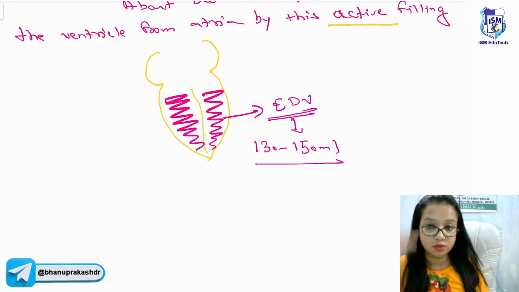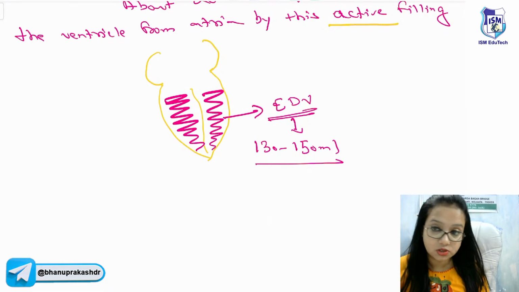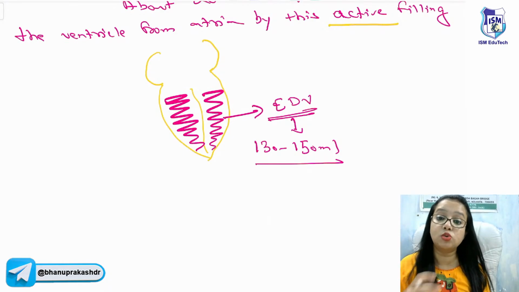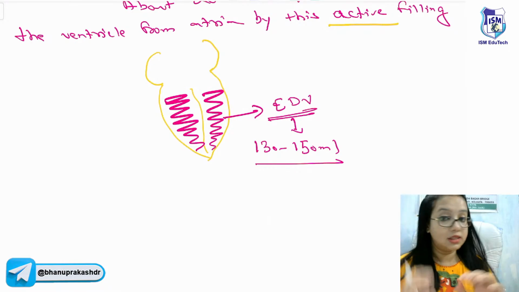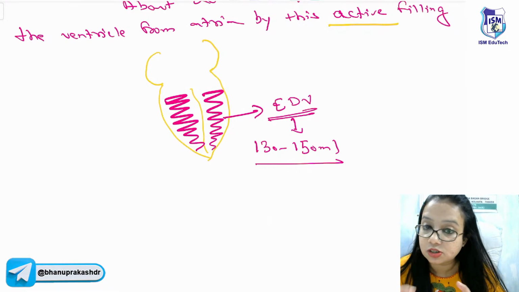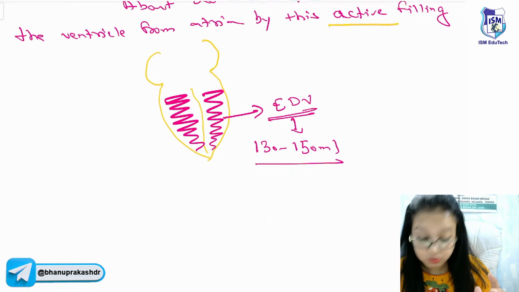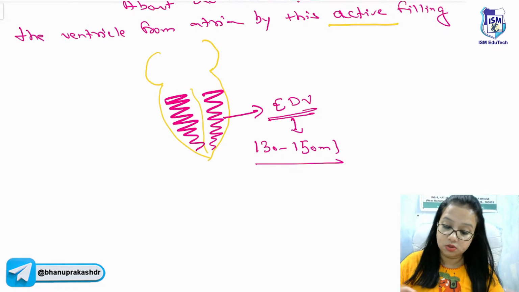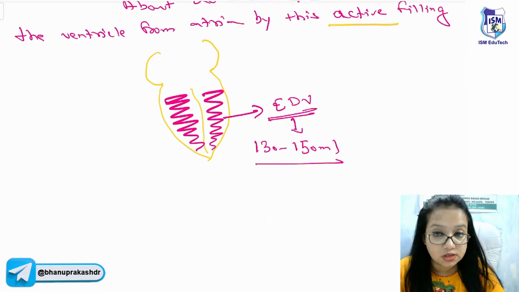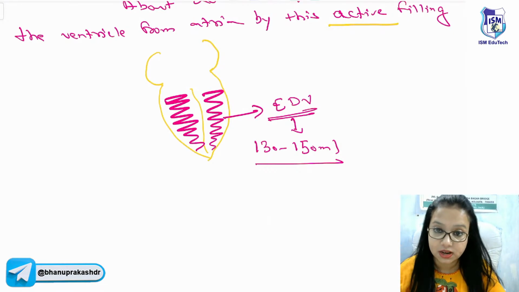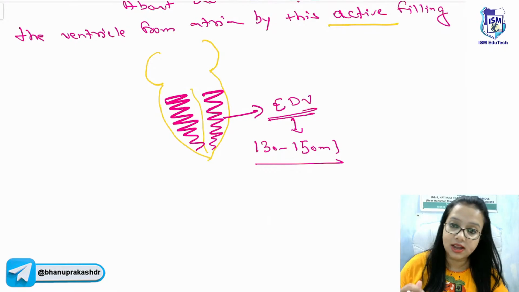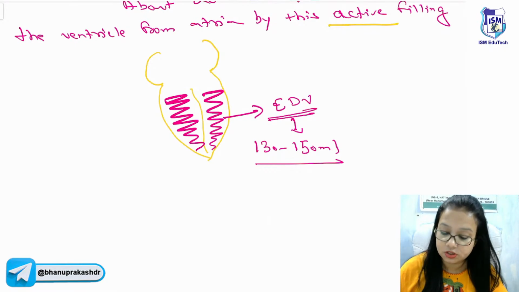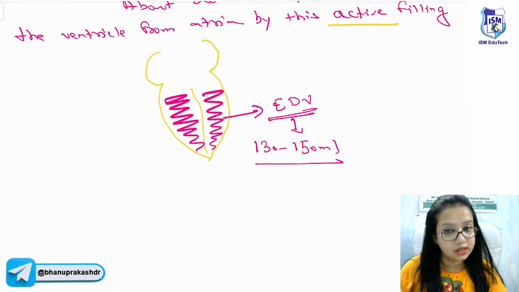First, passively from atria to ventricle, first at very fast speed, then it happens at a slower pace, which is diastasis. After this passive filling is over, then the active filling happens via the contraction of the atria. So by that, another 20 to 25 ml of blood is filled. So both by the active and the passive process, the amount of blood that remains in the ventricle after the filling is called the end diastolic volume, which is about 130 to 150 ml. This is our diastole of the ventricles.